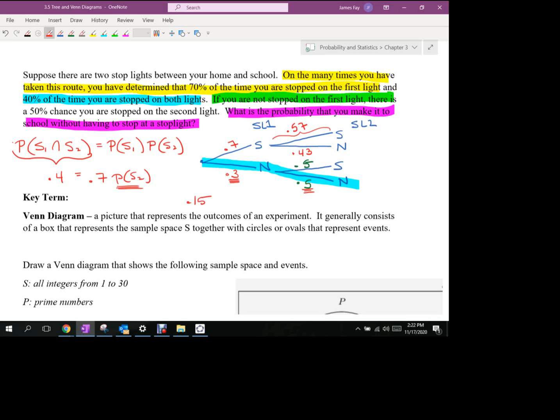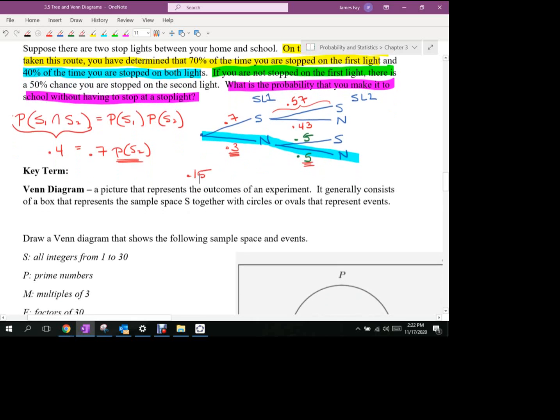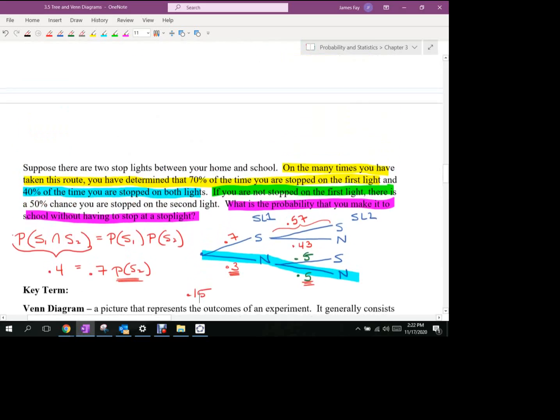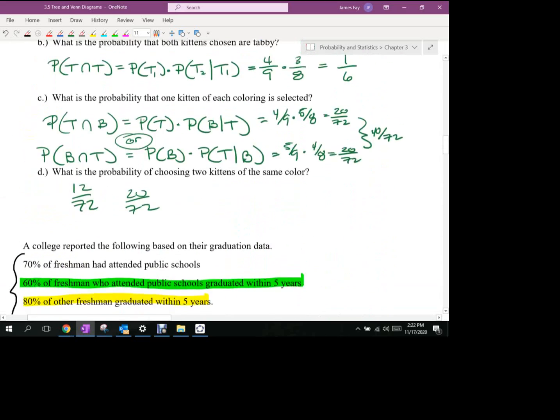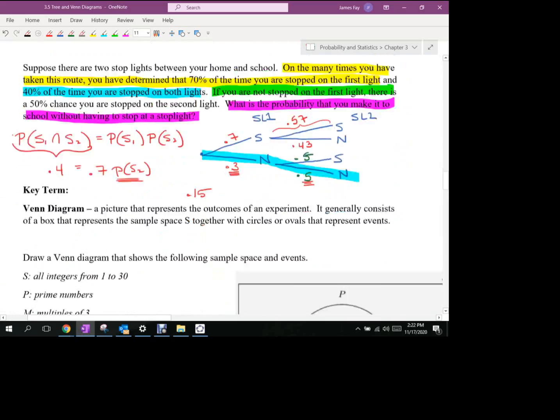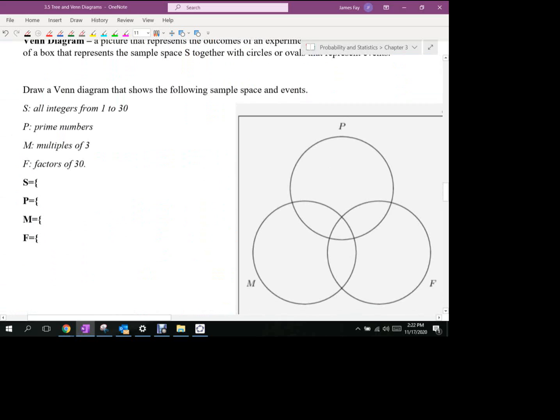All right, key term, Venn diagrams. Do you have questions on tree diagrams, first of all? Is this pretty straightforward? Okay. Venn diagrams are also going to be pretty straightforward.